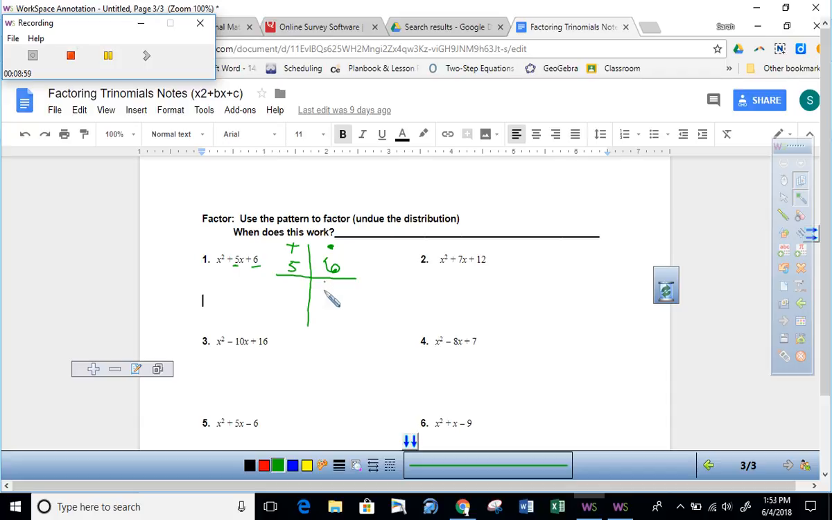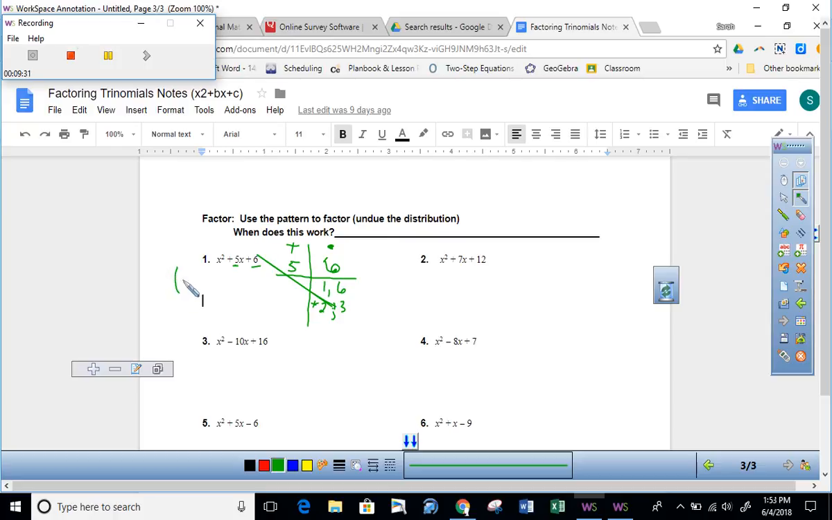So if I'm multiplying to 6, 1 and 6 will get me 6. 2 times 3 will get me 6. Those are my only options. So now I have to think of which of these will add up to 5. And some of you would see, well, the 1 and the 6, if I change some signs, I could get a 5. 2 and 3, if they're both positive, 2 times 3 gets you 6, and then 2 plus 3 will get you 5.